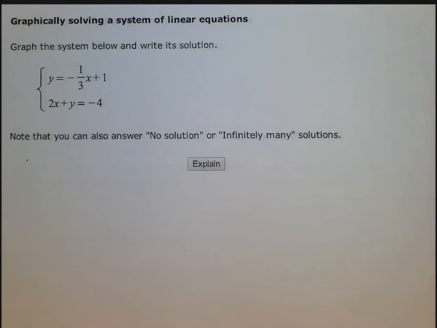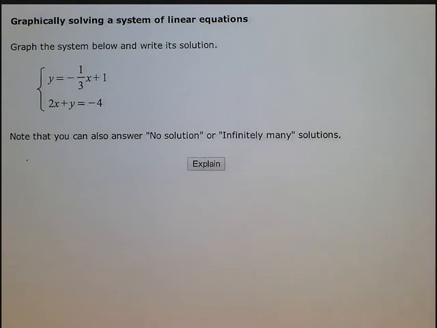Graphically solving a system of linear equations. Graph the system below and write its solution. Y equals negative 1/3 x plus 1 and 2x plus y equals negative 4. Note that you can also answer no solution or infinitely many solutions.